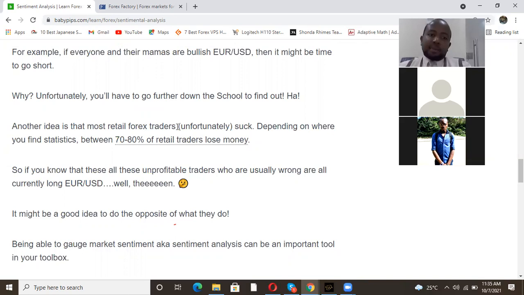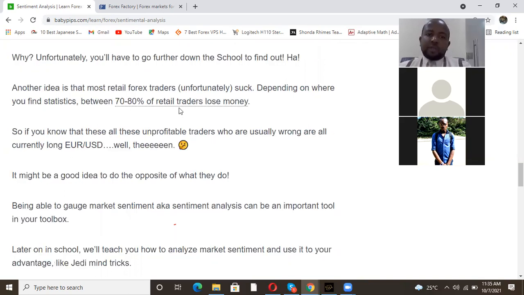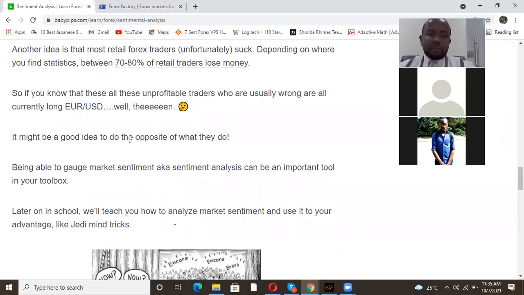Another idea is that most Forex traders unfortunately lose. Depending on where the statistics vary, between 70 to 80% of traders lose money. Why do they lose money? Because they don't have enough information. Some statistics go up to 90, 95% of those who are losing. But at least, let's say it's between 70 to 80, the statistics right now are better. People are becoming better and better at trading if they come to classes like today. So it might be a good idea to do the opposite.